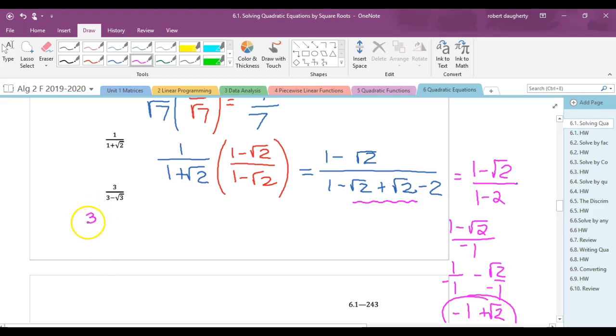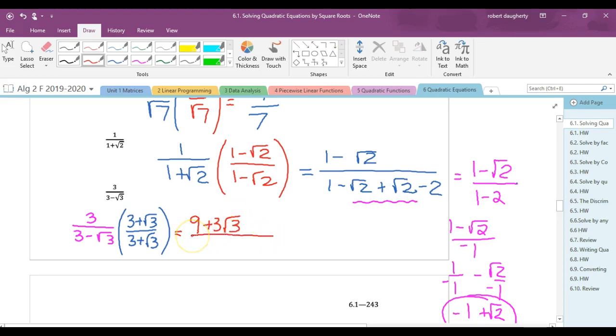3 over 3 minus the square root of 3. What will I need to multiply this guy by? 3 plus square root of 3. Okay. What do I get on the top of this fraction? 3 times 3 is 9. And then 3 times the square root of 3, that's plus 3 square root of 3.